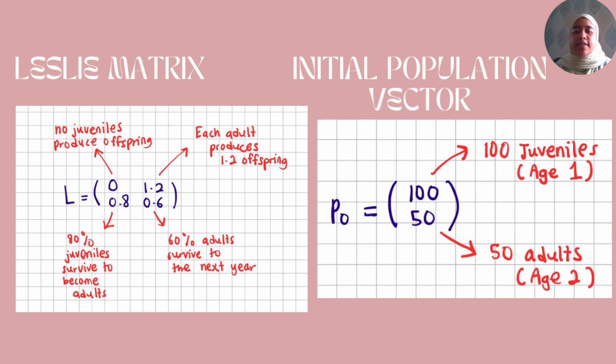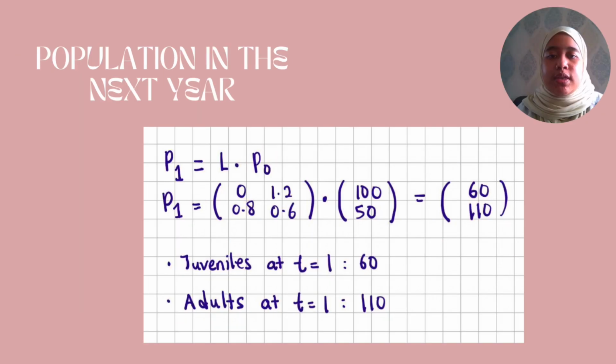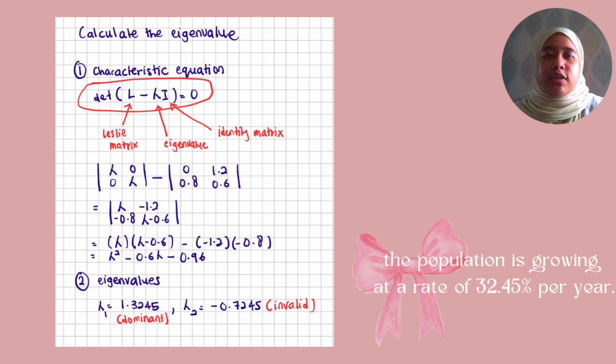Then we construct the Leslie matrix by creating a matrix L with fertility rates in the first row and the survival probabilities in the subdiagonal. Then we represent the population by defining the initial population in the vector P0. Then we calculate the population in the next year using the formula P1 is equal to L multiplied by P0. Then we solve for eigenvalues and eigenvectors of L, and we identify the dominant eigenvalue.